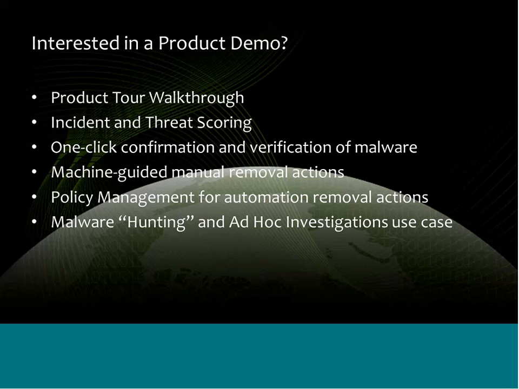Part of our product demo, which is in a live environment, we'll give you a product tour walkthrough. We'll show you how we do incident and threat scoring. We'll give you one-click confirmation and verification of malware. Well, HawkEye G says it's bad. How can I check? One click, you can verify so you don't have to hunt around. We'll show you how machine-guided manual removal actions work, one click, the threat is removed, the threat's gone, how you can manage policies for automated removal actions, and then show you how you can use our real-time eventing and our event data warehouse for malware hunting and ad hoc investigations. Once again, if you don't have remediation turned on from an automated point of view, this platform will give you enterprise-wide visibility.